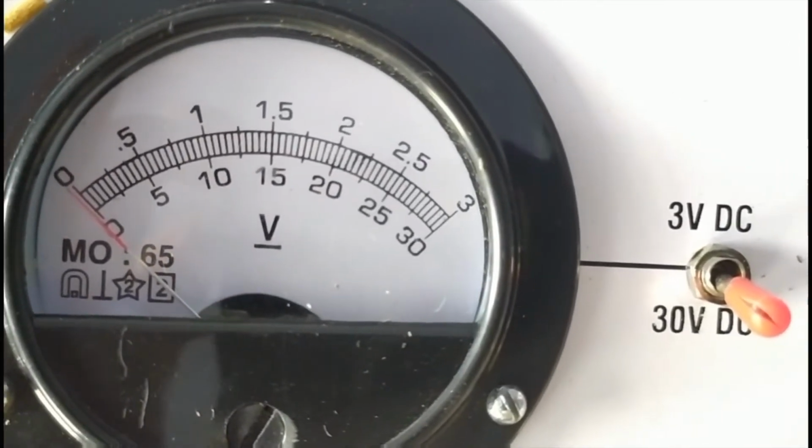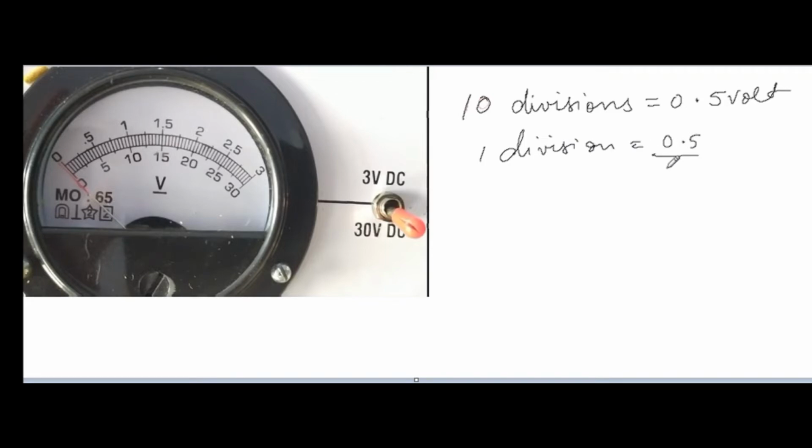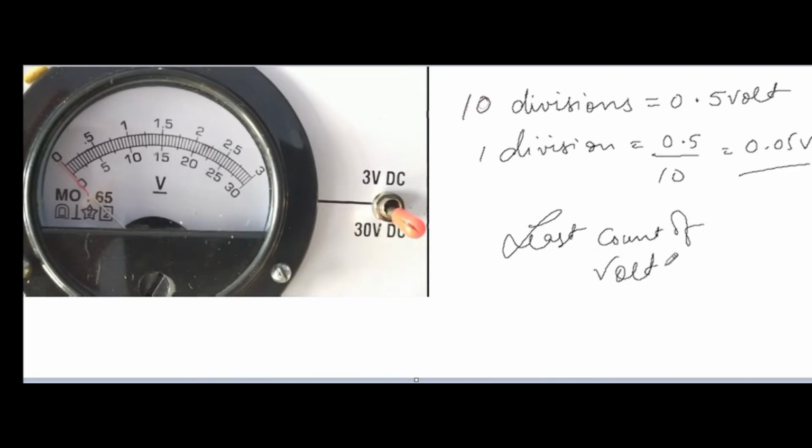Proceeding for the voltmeter first. The 10 divisions on the 3 volt scale is equal to 0.5 volts. So the 1 division on the 3 volt scale will be equal to 0.5 divided by 10, which is 0.05 volt. So the least count of voltmeter came out to be 0.05 volt.